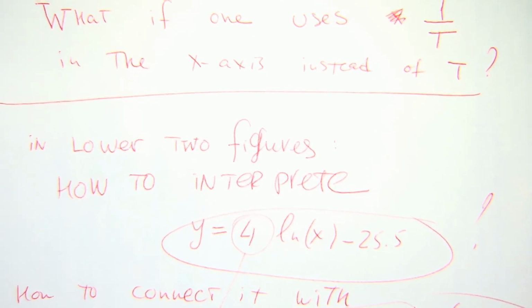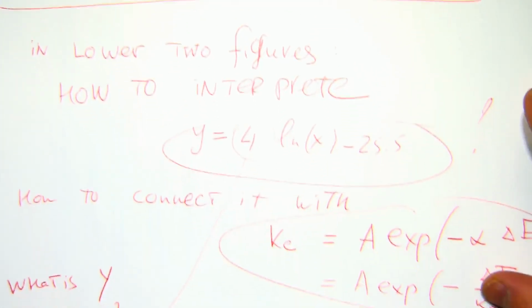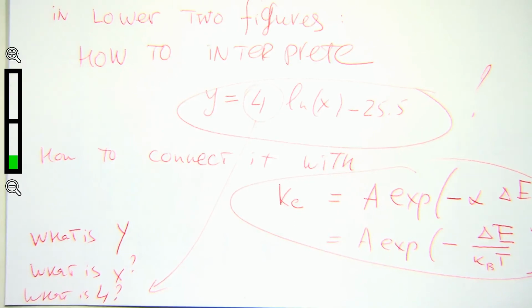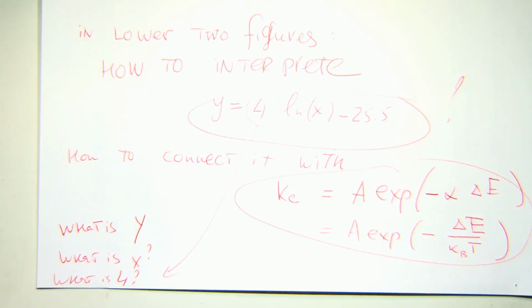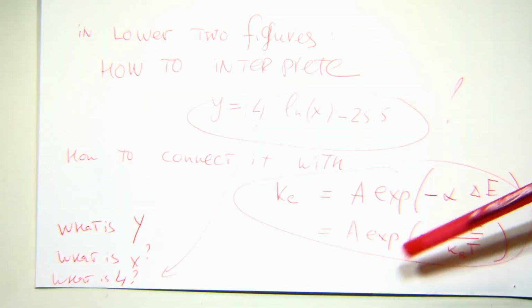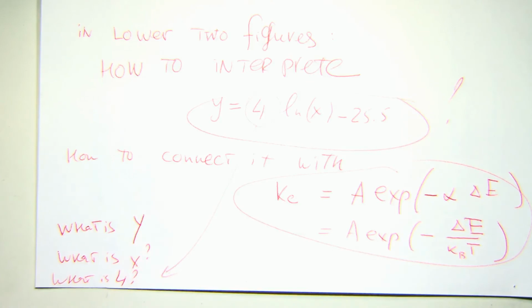Let me show something. Please focus on the other screen. In the lower panel, you show something like y equals 4 times logarithm x. And in the abstract, you say that the rate is a constant A times exponential of minus delta E over Boltzmann constant times T. So how do you correlate the symbols in this equation with the symbols in that equation? What is y, what is x, what is 4? If you can answer right now, okay. If not, you can think about it when you're calm.